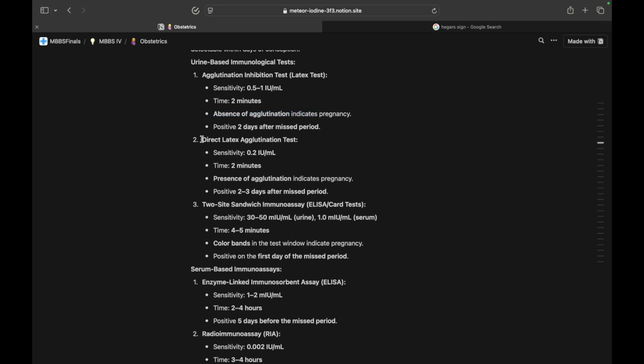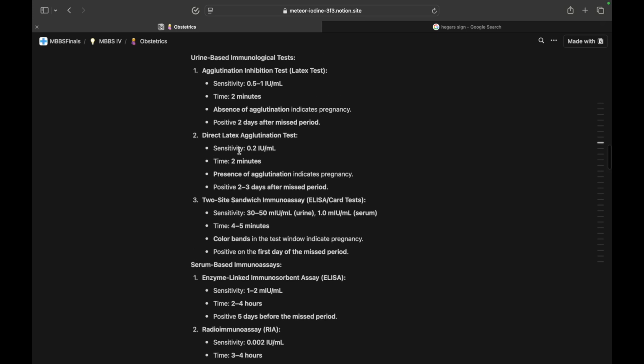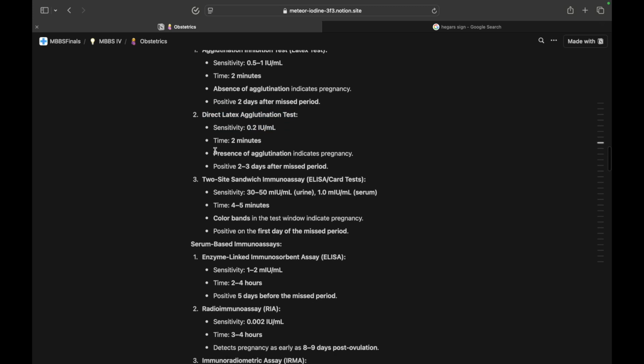Next one is direct latex agglutination test, where the sensitivity is 0.2 international units per ml. So compared to this, the value is less. So what does that mean? Even with a much lesser value, this test can detect HCG. So presence of agglutination indicates pregnancy, and it is positive 2 to 3 days after missed period. So here it is 2 days, here it is 2 to 3 days.